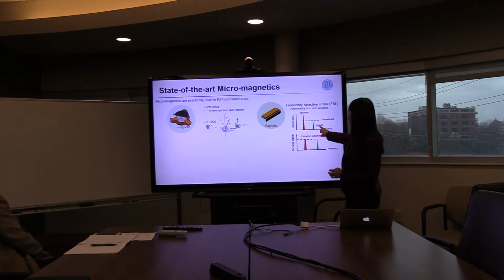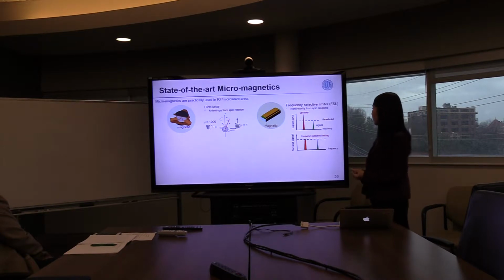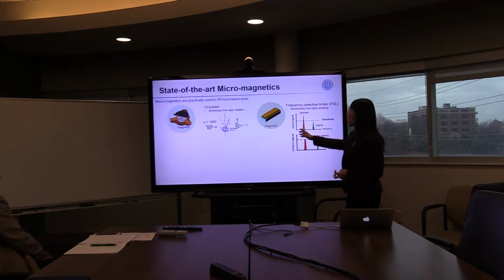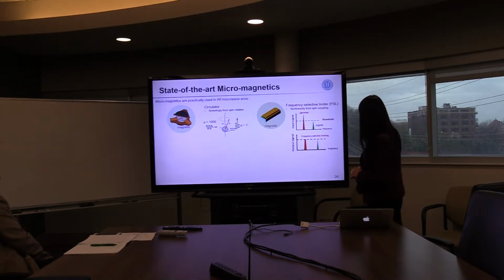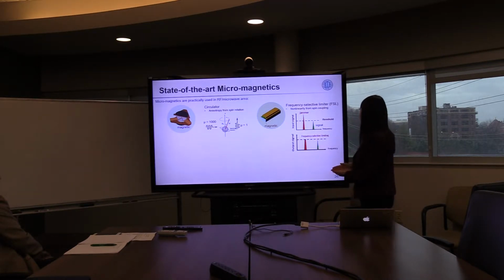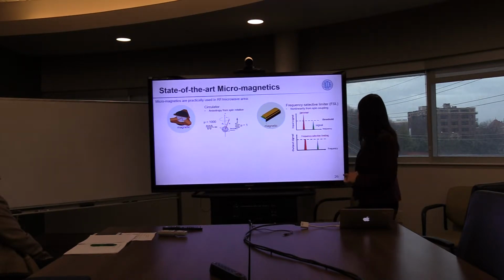if there is a small signal going through the device, it receives no attenuation. But if a large signal goes through this device, it receives a larger attenuation, so it becomes cut off. And the frequency selective behavior is from the frequency dependency of the permeability, which means if two signals go through the device together, only the large signal will be attenuated.